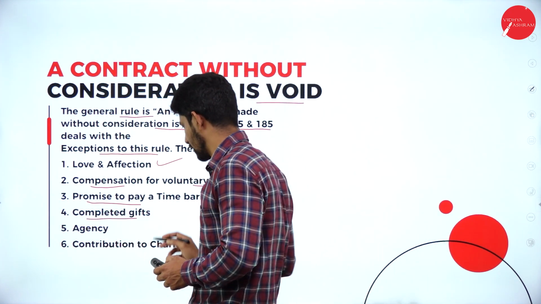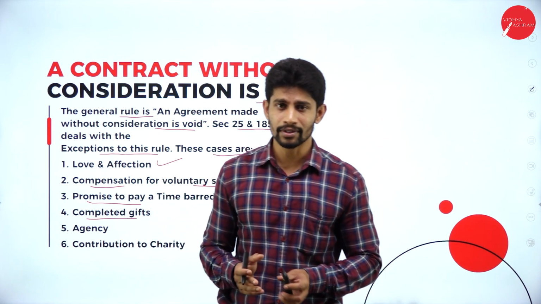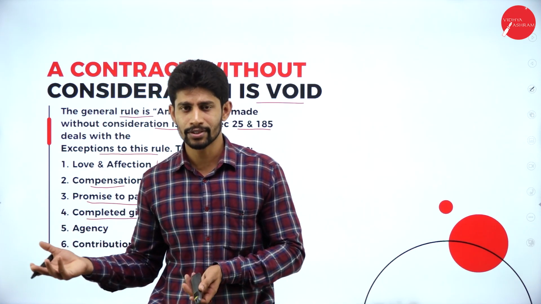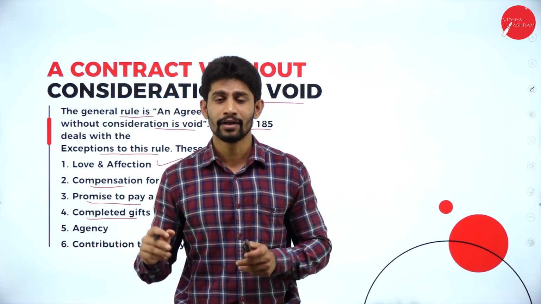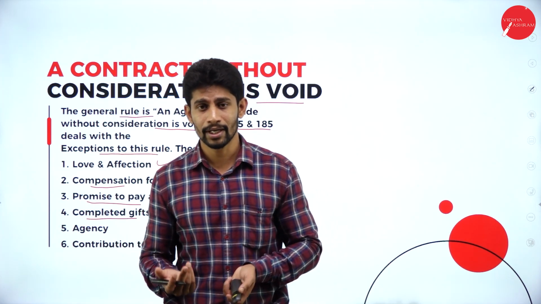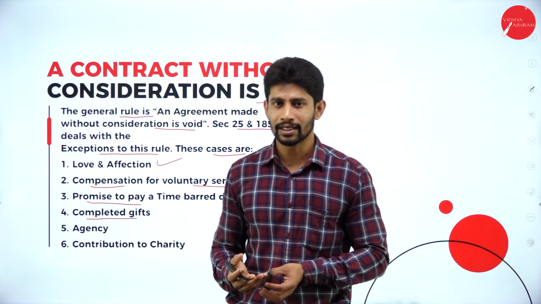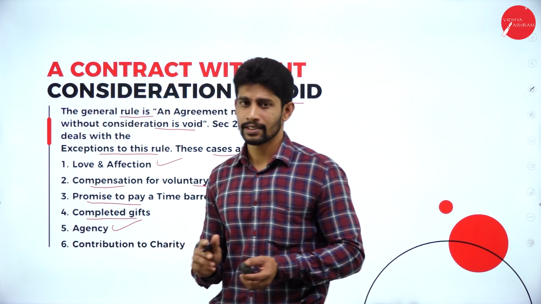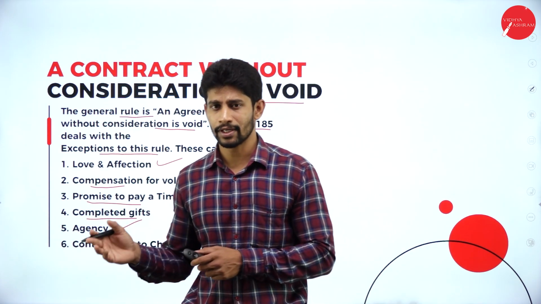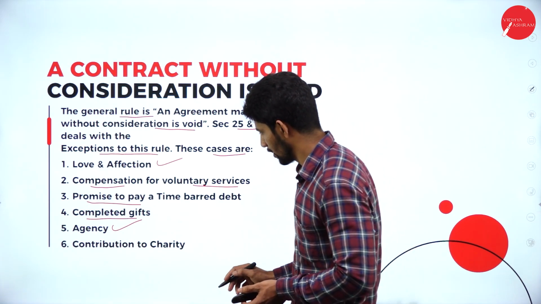Next, completed gifts. Whatever gifts we receive, sometimes from the parents, or from husband to wife, or wife to husband, or from children, or from parents, from relatives, we receive gifts. At that time also we can create the agreement without consideration. Next, agencies. Sometimes while we are transferring between the agencies, at that time also consideration is not required.